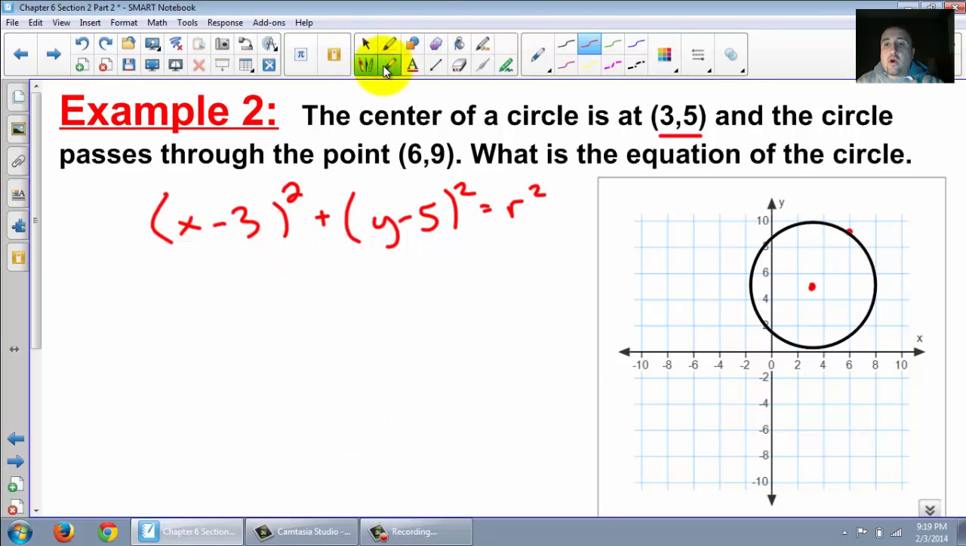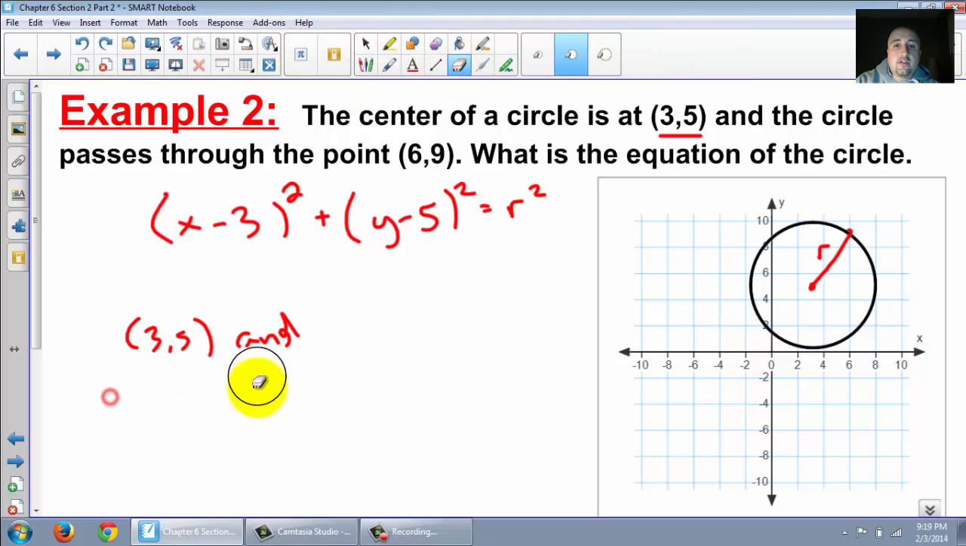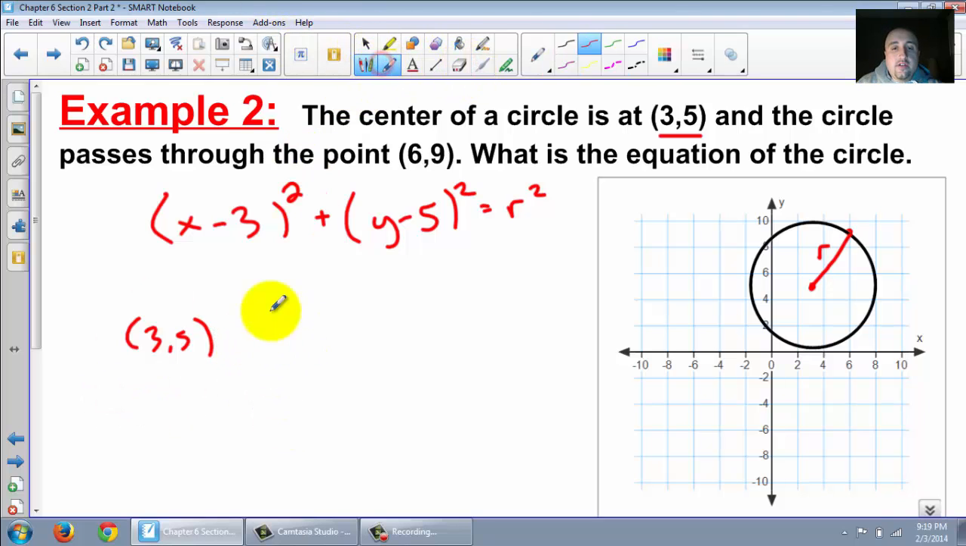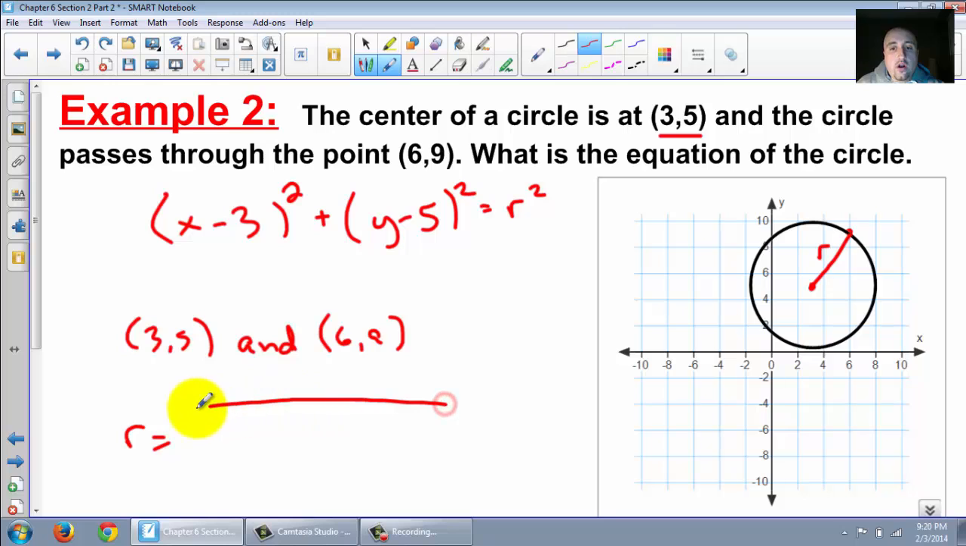Now, the only other thing we need to know is our radius. So remember, the radius is the distance from the center to one of the points on our circle. So once again, we need to find the distance from our center to a point on our circle. So we need to find the distance between (3, 5) and (6, 9). And that is going to give us our r.